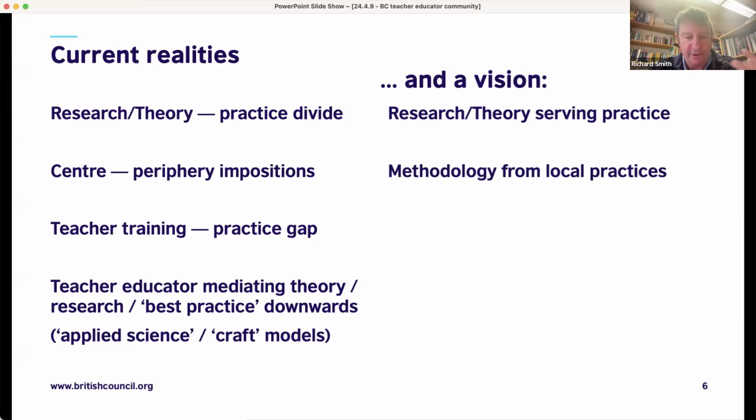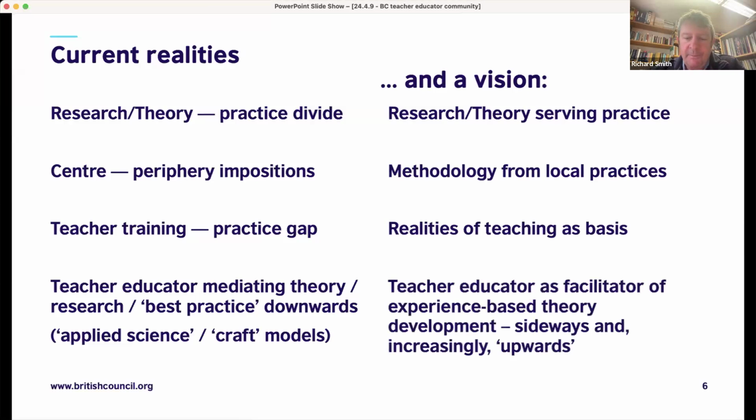Methodology, appropriate methodology. This is the key. We need methodologies which are relevant in local contexts, not simply a one-size-fits-all methodology. So we can develop methodology from local practices. And in teacher training, the realities of the issues that teachers face should in some way form a basis for the kind of teacher education that we do. So this is a kind of vision, if you like, which inspires my work.